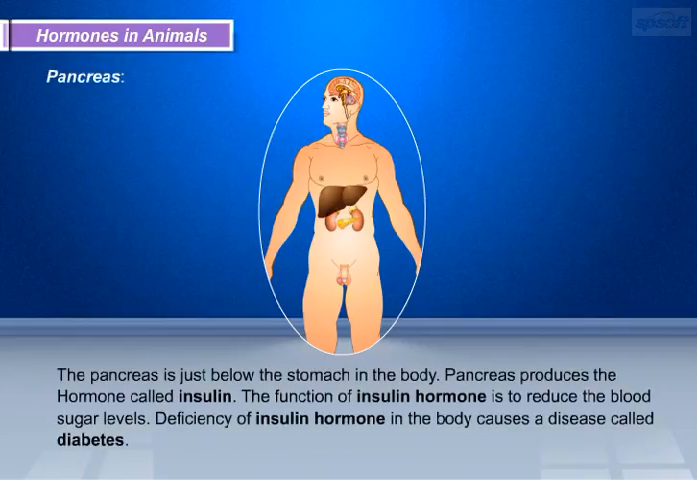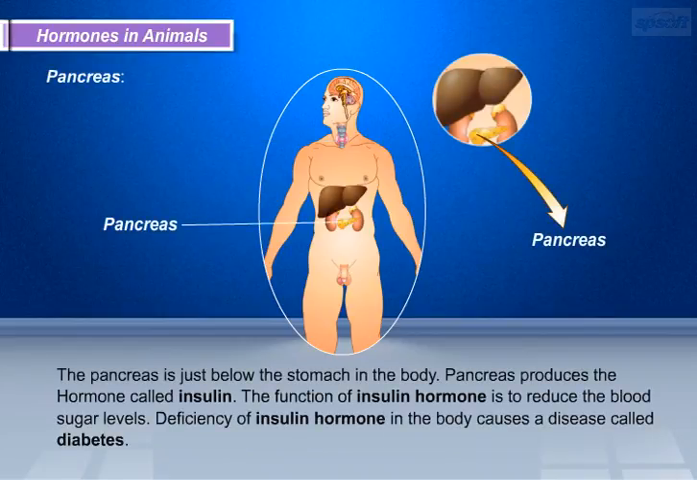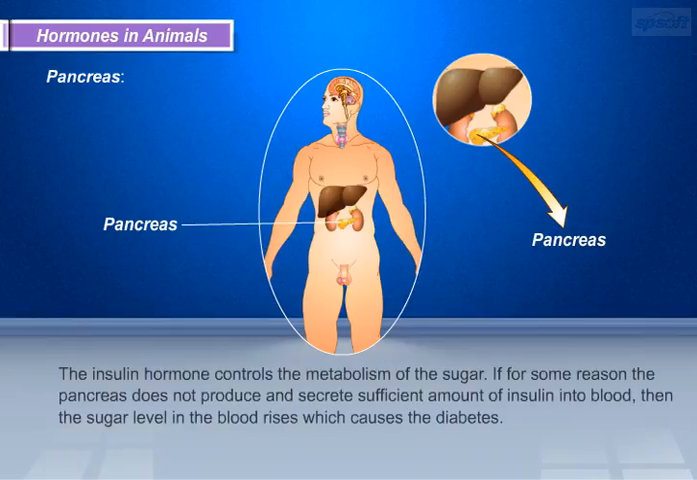Pancreas. The pancreas is just below the stomach in the body. Pancreas produces the hormone called insulin. The function of insulin hormone is to reduce the blood sugar levels. Deficiency of insulin hormone in the body causes a disease called diabetes. The insulin hormone controls the metabolism of sugar. If, for some reason, the pancreas does not produce and secrete a sufficient amount of insulin into blood, then the sugar level in the blood rises, which causes diabetes.